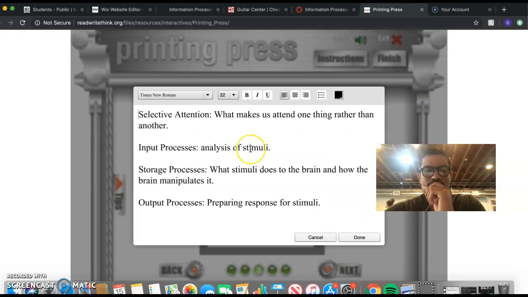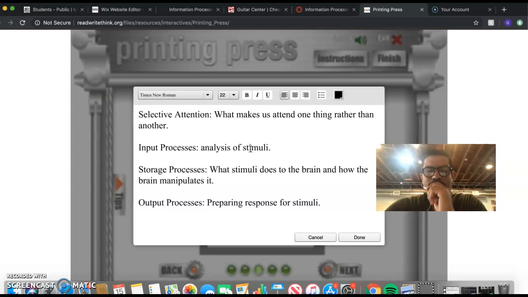The next one is selective attention. It's basically the understanding of what makes us attend to one thing rather than another. What makes something so compelling for us to attend to that it makes us ignore another?